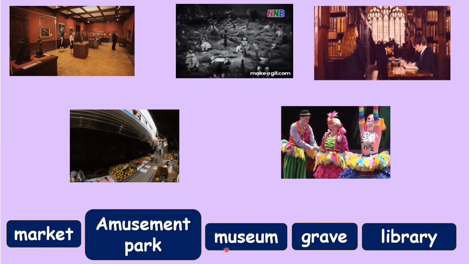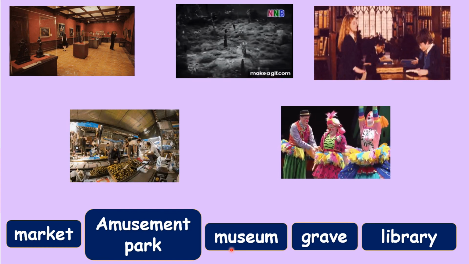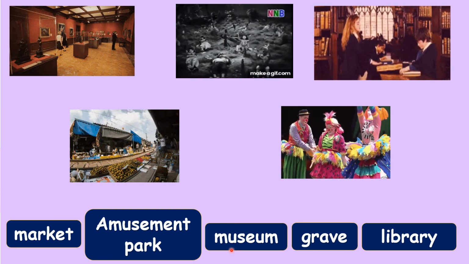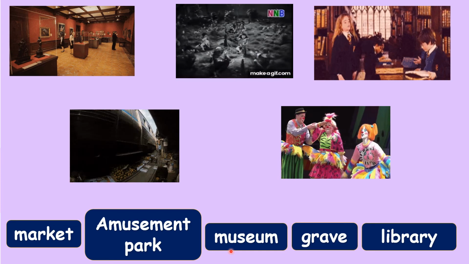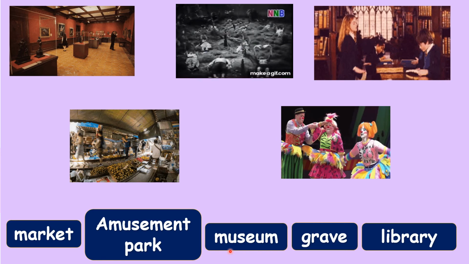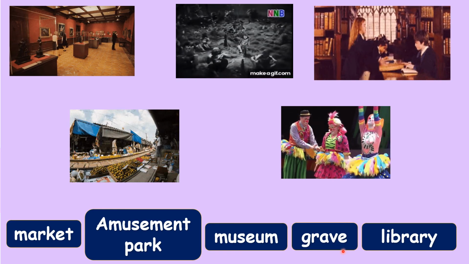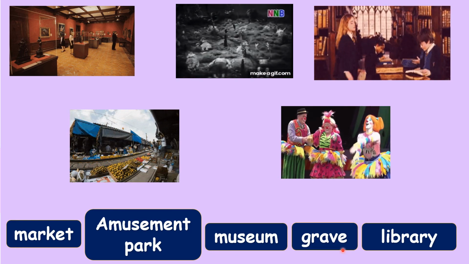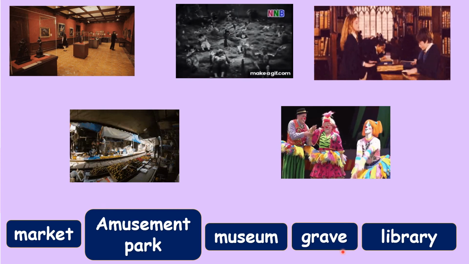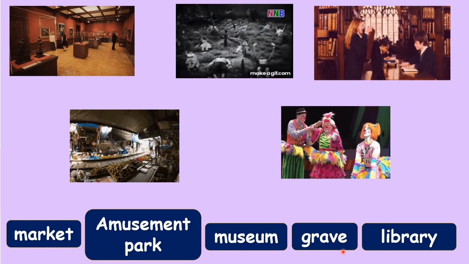Now, museum. What do you have in the museum? You have really old painting, beautiful painting, interesting artifacts. Dekat dalam museum selalunya ada lukisan-lukisan yang berharga, yang lama, dan artifak yang menarik, interesting. Now, what about grave, kubur? If it's at night, kalau waktu malam-malam, selalunya the grave are quite scary. Selalunya dekat kubur-kubur sangat menakutkan.